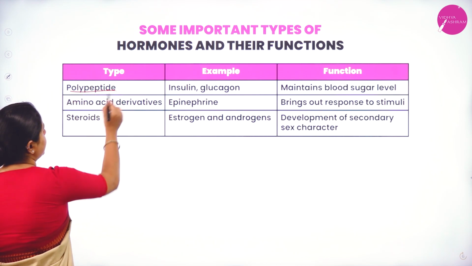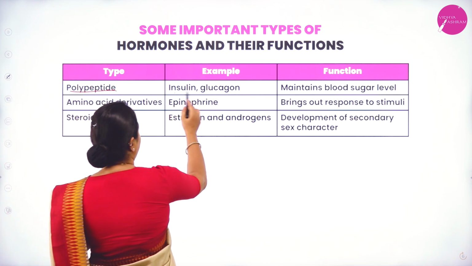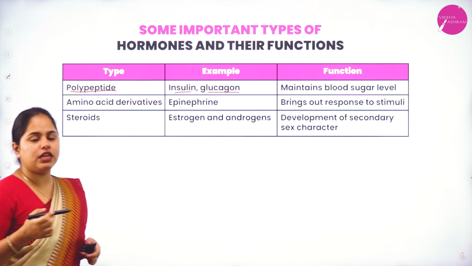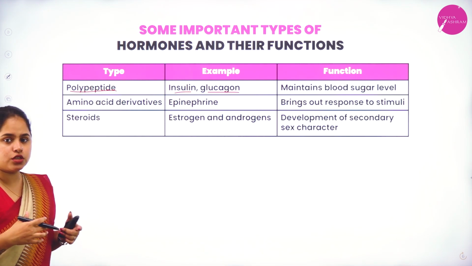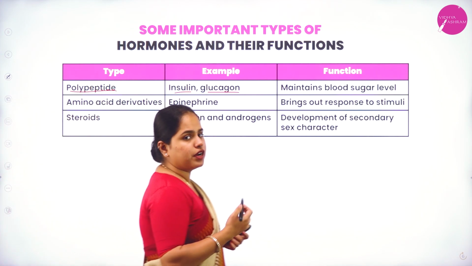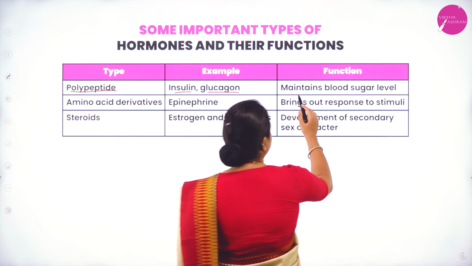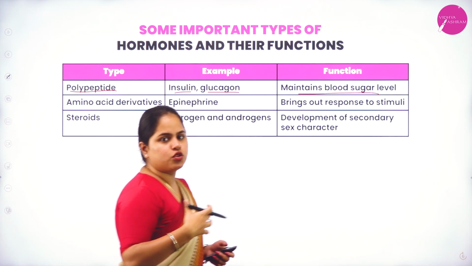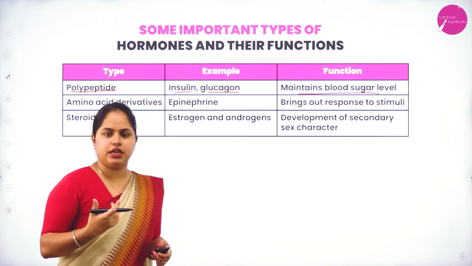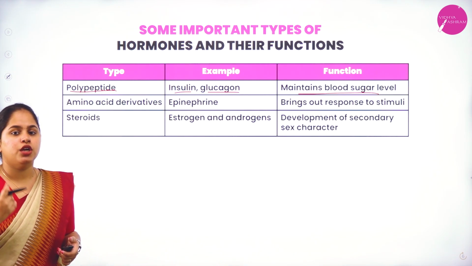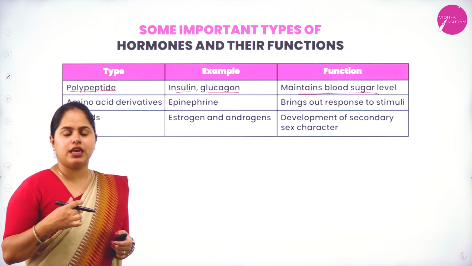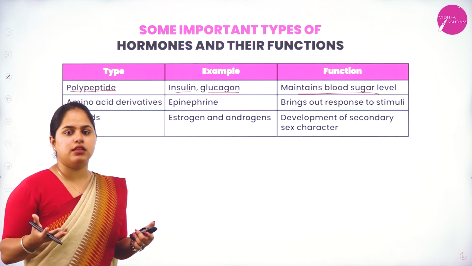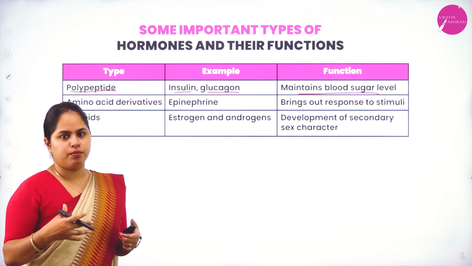In the polypeptide type, you have insulin and glucagon. While discussing proteins we also discussed globular proteins. Insulin is a globular protein, right? What is the function of insulin? It helps in maintaining the blood sugar level. Those people who are suffering from diabetes, if their sugar level is very high, usually take insulin shots, right? Why is an insulin shot taken? It helps in regulating the blood sugar level in our blood, right?